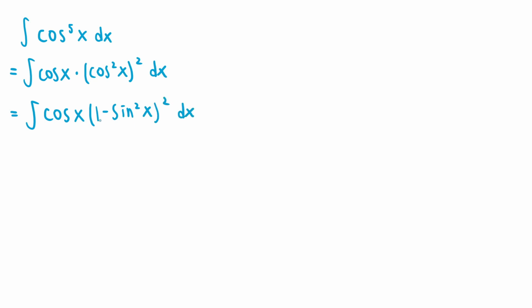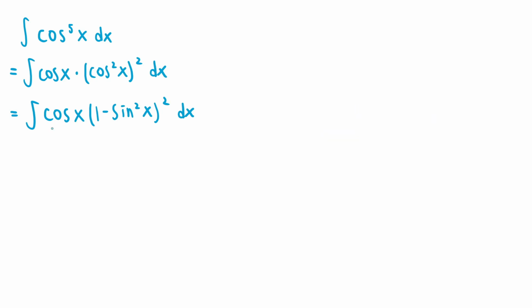And keep in mind that this identity comes from the Pythagorean identity. It comes from the fact that sine squared of x plus cosine squared of x equals 1, and if we just subtract sine squared of x on both sides, we just end up with cosine squared of x equals 1 minus sine squared of x. So I just rewrote the cosine squared of x all squared as 1 minus sine squared of x all squared.